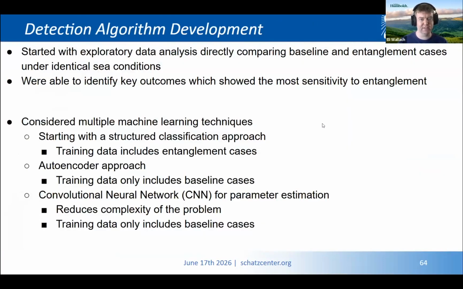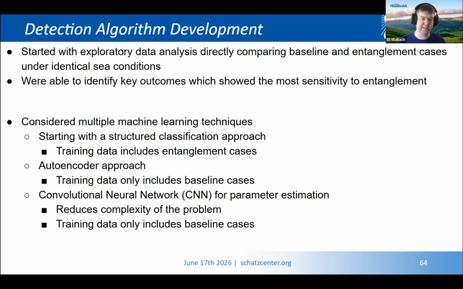So now I can talk about some of the different work that was done on the development of the detection algorithm and some different paths that we explored while developing this algorithm. This started with exploratory data analysis, directly comparing the baseline and entanglement cases under identical sea states, which allowed us to isolate the effects of entanglement and gain understanding on what variables would be useful for detecting entanglement, as Maysam presented. We then took this knowledge and considered multiple machine learning techniques. Machine learning is a really attractive approach to this problem, as we saw that for most cases, single variable response to entanglement was limited, but by using machine learning, we can consider a wide array of combinations of different variables to make the analysis much more multivariate.